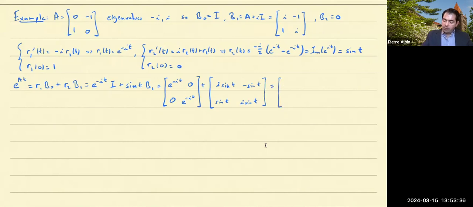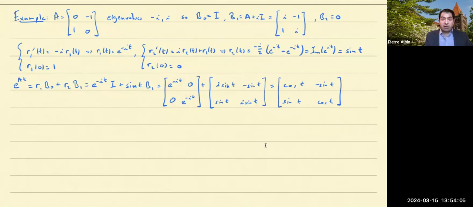Okay, and now remember that e to the minus it by Euler's formula, that's equal to cosine t minus i sine t. So minus i sine t in this term, and this term is exactly going to cancel these i sine t on the diagonal, and so we just end up with cosine t, sine t, minus sine t, cosine t, just like we found last time.